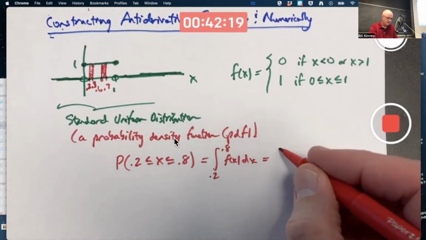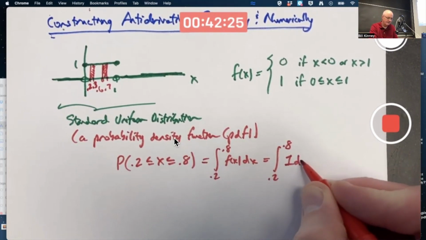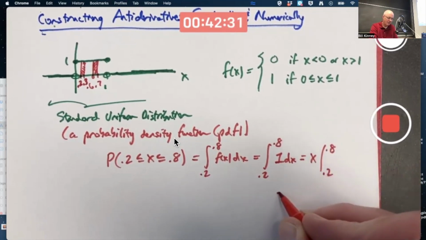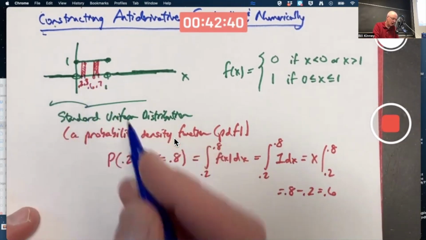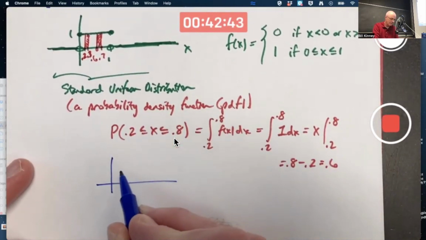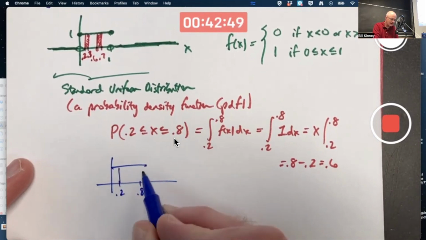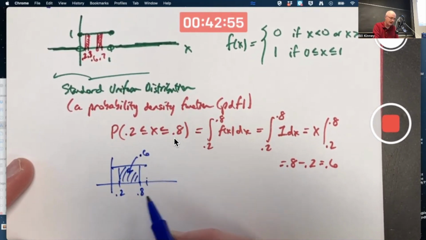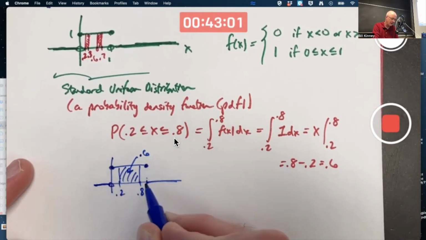What does that equal? For this example, f of x, when your x is between 0.2 and 0.8, is 1. I'm integrating 1 from 0.2 to 0.8. I'm going to get 0.8 minus 0.2, 0.6. The area under this curve between 0.2 and 0.8 is 0.6, 60%. By the way, maybe you notice the area under the entire curve is 1. That's a necessary thing for probability density functions, that the area under the entire curve is 1.